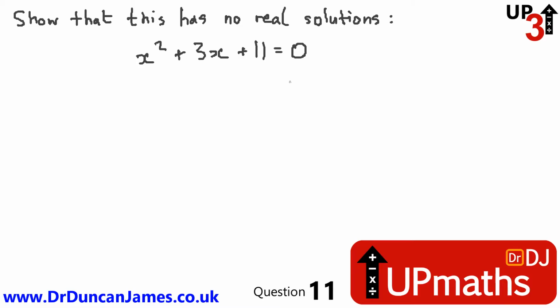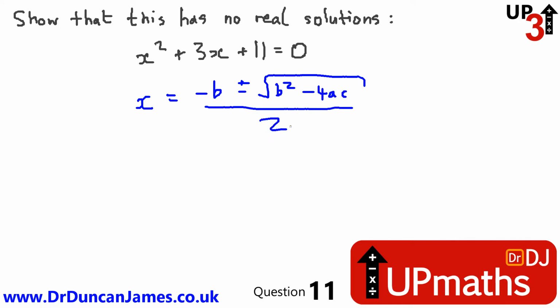Show that this has no real solutions. There's going to be a few ways of doing this. I would go straight into x equals minus b plus or minus the square root of b squared minus 4ac divided by 2a. Because if we try and factorise it, it's probably not going to work, because otherwise, if it's going to work, how would there be no real solutions? Because that would kind of imply there were two real roots.